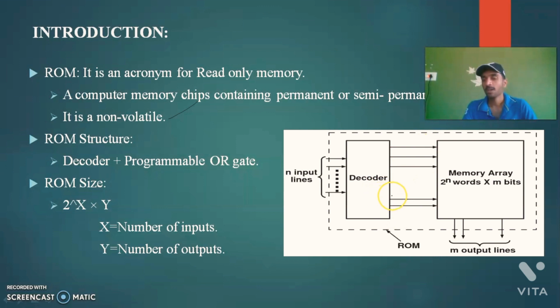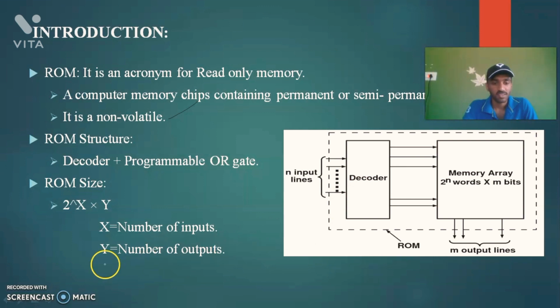So the selected word line consists of multiple output lines, called M output lines. The M output lines are the bits of the word line, one word line. So the decoder selects any one of the word lines according to the given input, then we can retrieve the data of that particular word line. So this is how ROM works.